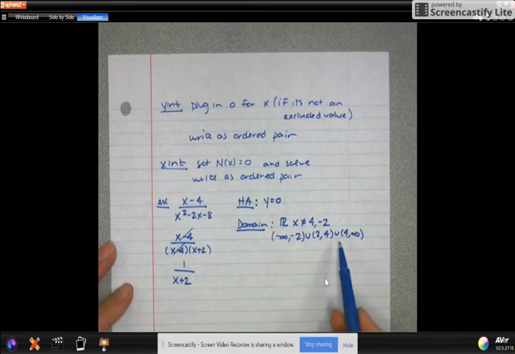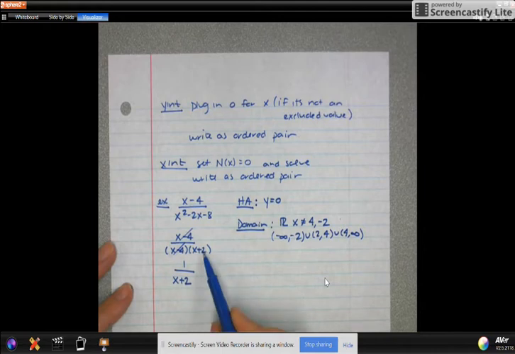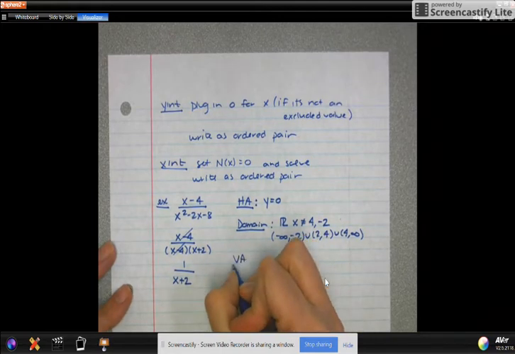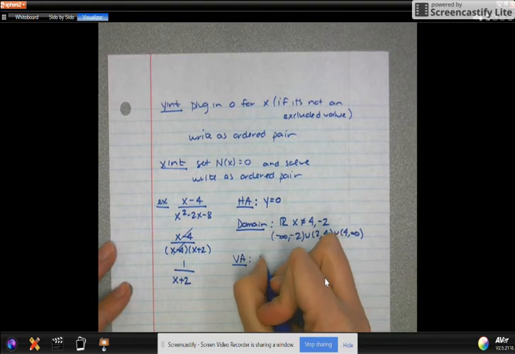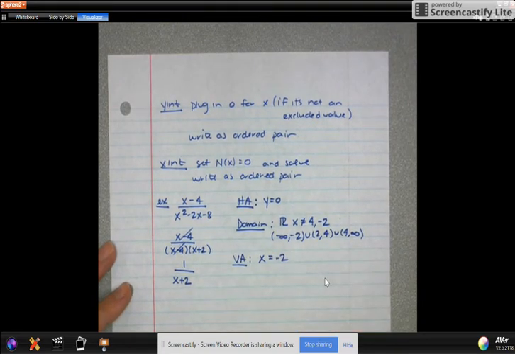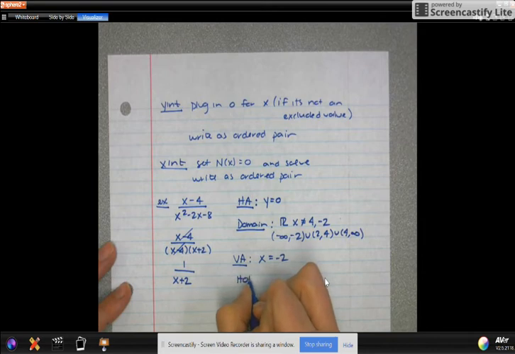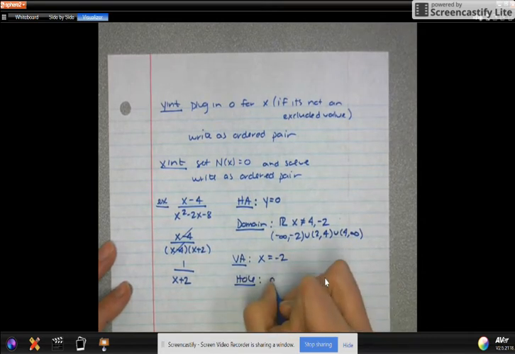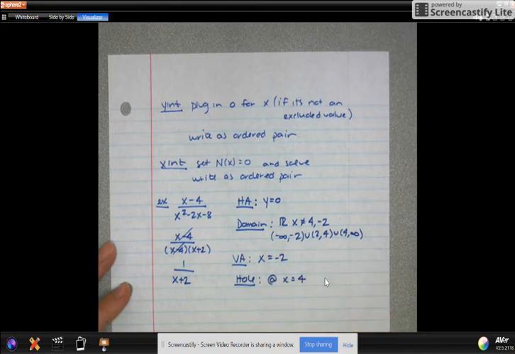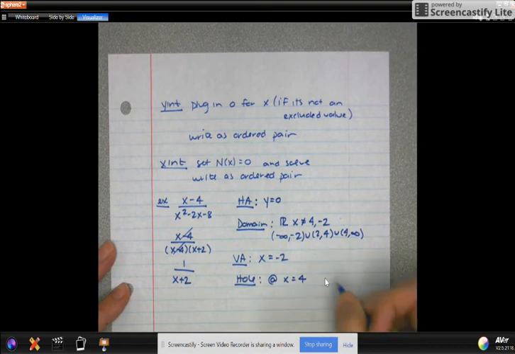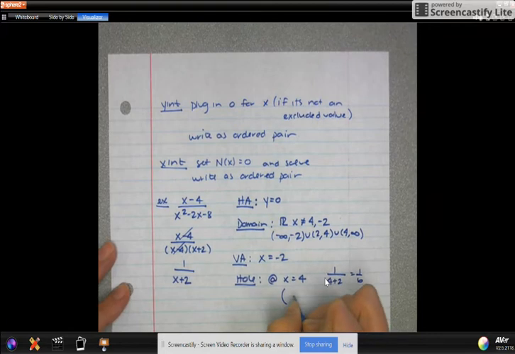Now, those excluded values are either going to be holes or asymptotes. The one that's left over will be the vertical asymptote. So I'll have a vertical asymptote at x equals -2. What happened at the other one is I have a hole. I have a hole at x equals 4. But remember, we want to write a hole as an ordered pair. So to find what the output would be, you plug 4 into the simplified function. So it would be 1 over 4 plus 2, which is 6. So the hole is at 4, 1/6.